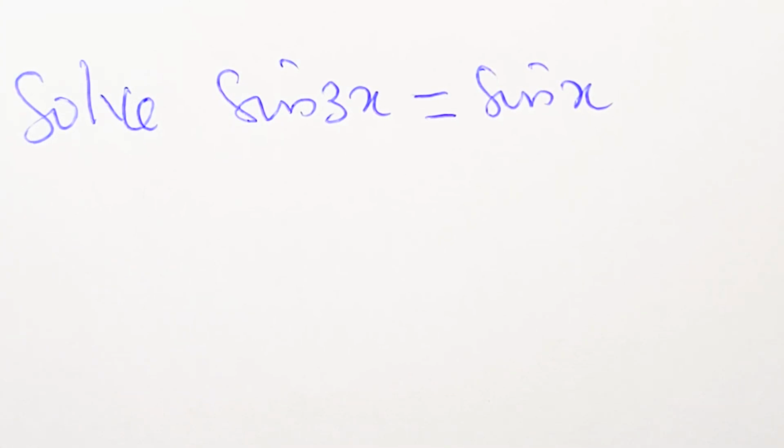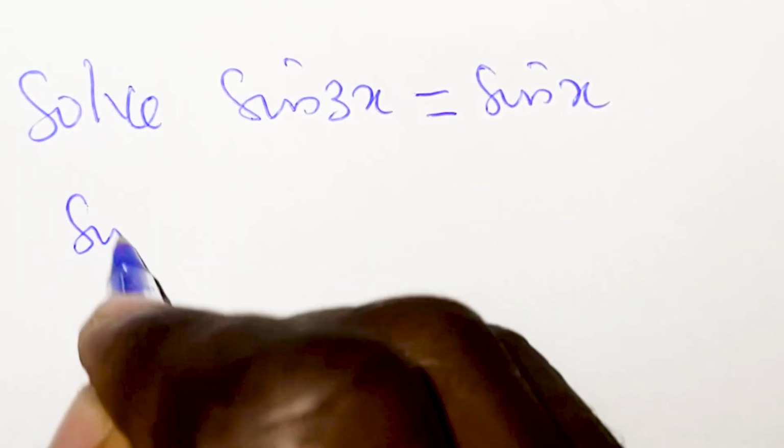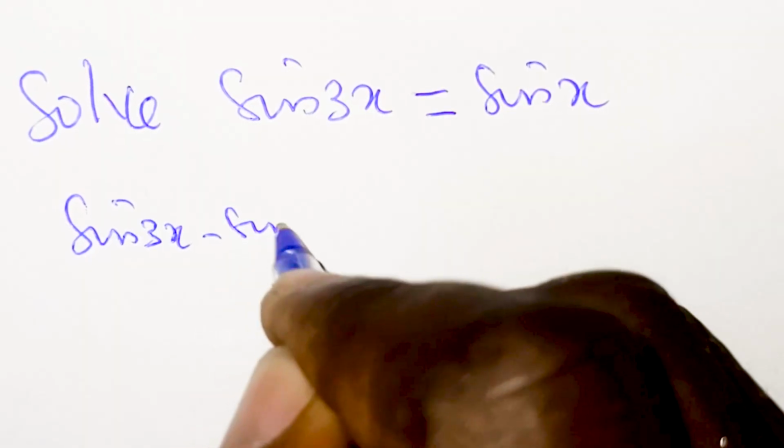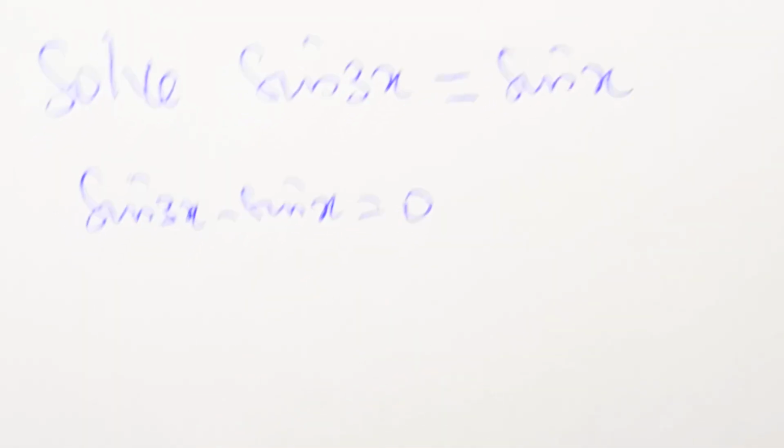We have to solve sine 3x equals sine x. Here, sine 3x minus sine x is equal to 0.